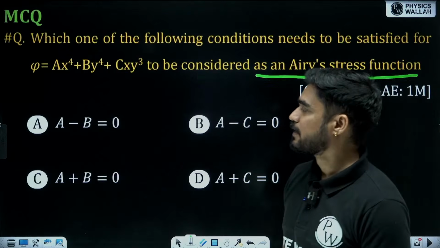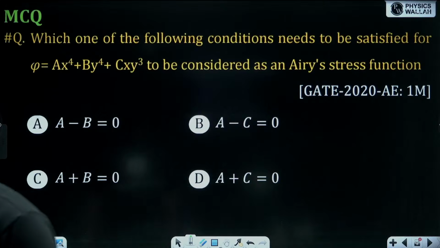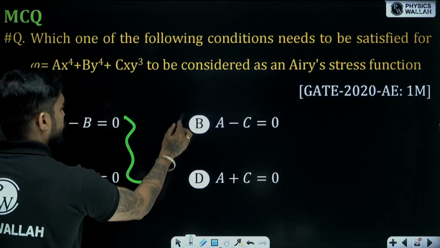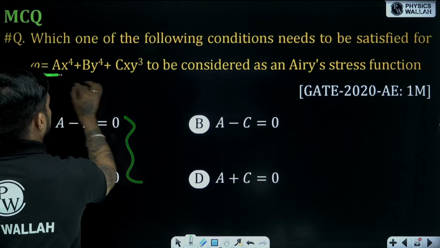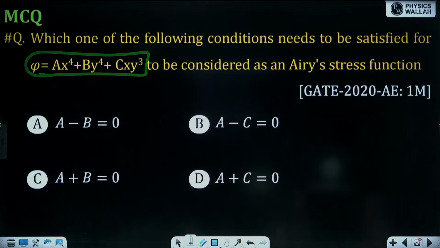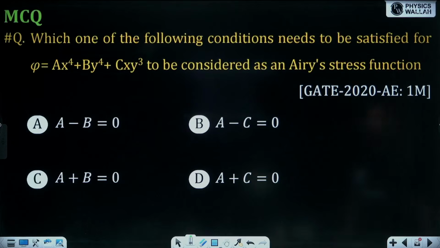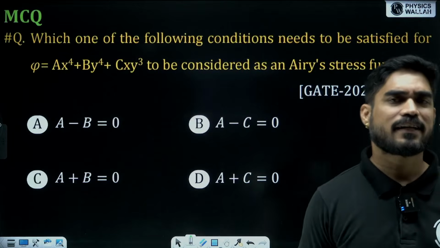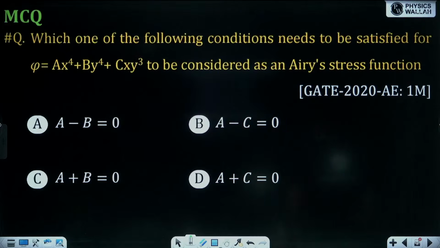Understand what they are saying. You need to satisfy Airy's stress function. So which of these equations will satisfy this function phi? Now I told you, in order to be Airy's stress function, the biharmonic equation has to be satisfied, na? So just put the biharmonic equation here, solve this and tell me which equation you are getting. It's a simple problem. All you need to do is satisfy the biharmonic equation.